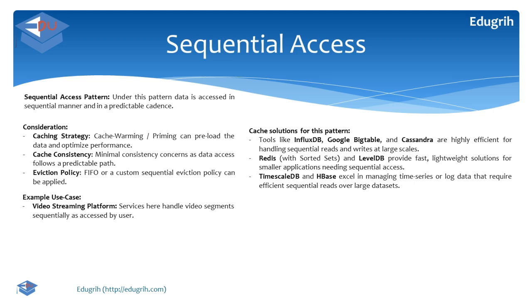When we are dealing with the client side of the same solution, we should talk about Redis and LevelDB. And when we are dealing with the entire ecosystem of it, with the service side of it, InfluxDB, Google Bigtable, and Cassandra can be considered.